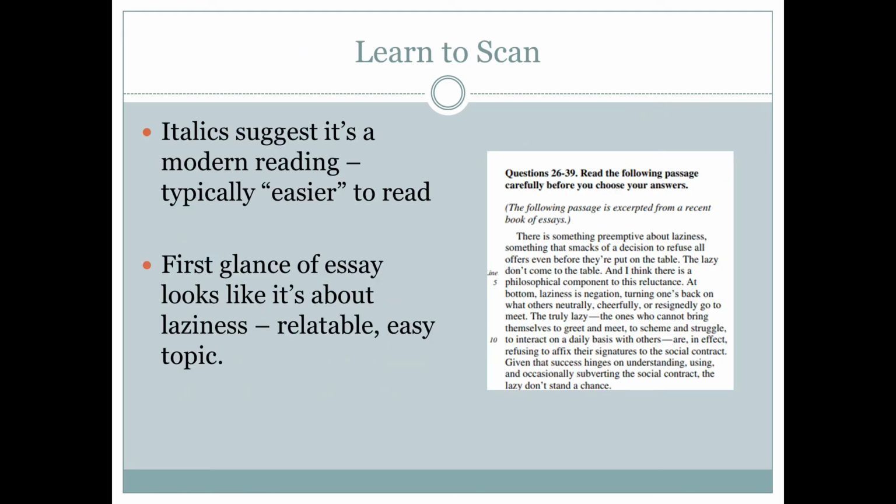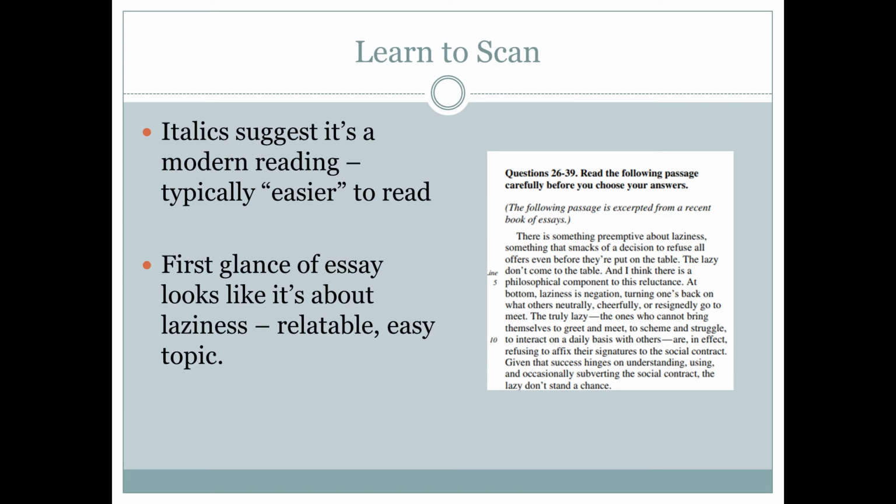So let's talk about scanning. The italics part basically lets you know if it's a modern or a more antiquated reading. So for easier ones, let's look at MCQ 1. The following passage is excerpted from a recent book of essays. Oh, good. It's probably an easy one. So in this case, it lets me know that I don't need to scan, but I can skim.